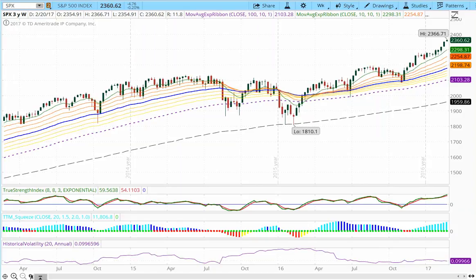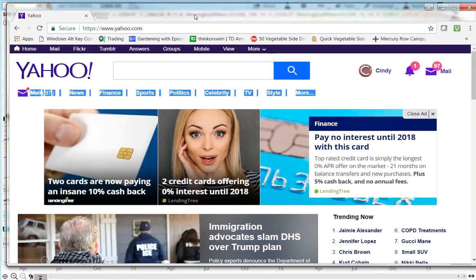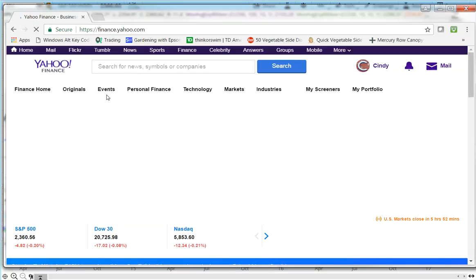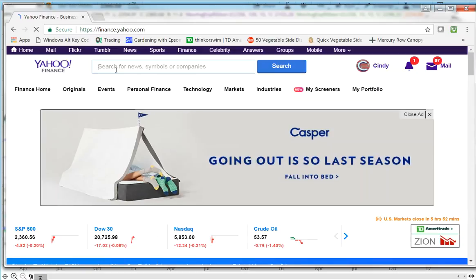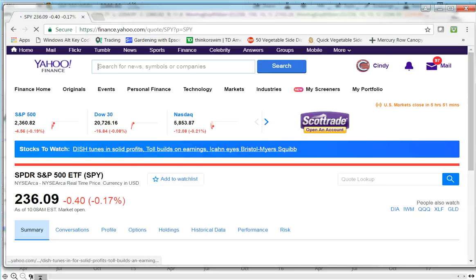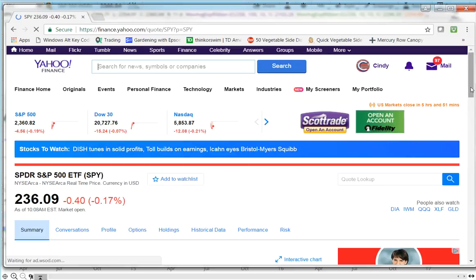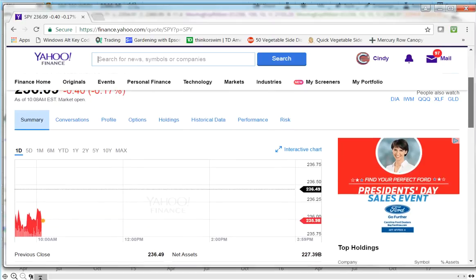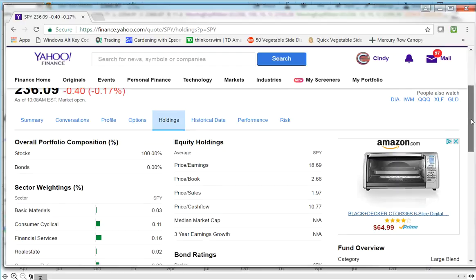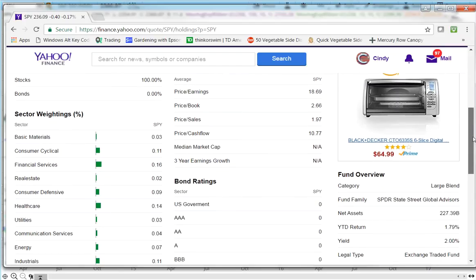If you wanted to take a look and see what the 500 companies are that are in the S&P 500, you can do that by simply using Yahoo. You go over to Yahoo and then you'll go to Finance and then you will put in the symbol. And we are going to look at the S&P 500 ETF, and that symbol is SPY. And that will come up here. And scroll down and you want to look at holdings. And then you can go through the holdings.